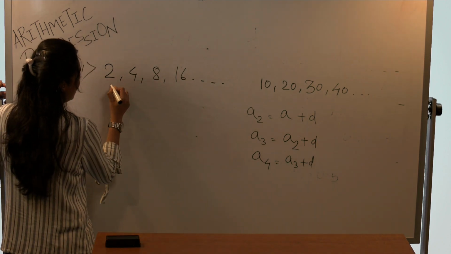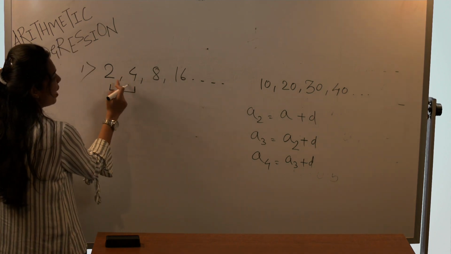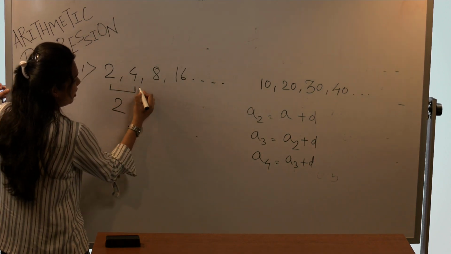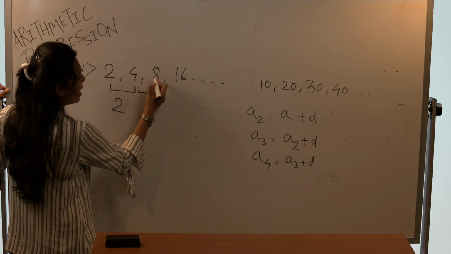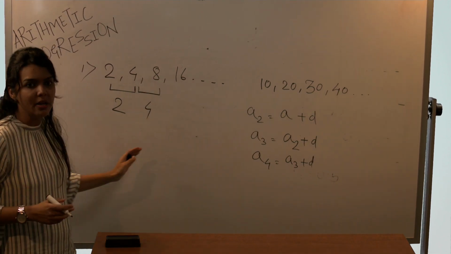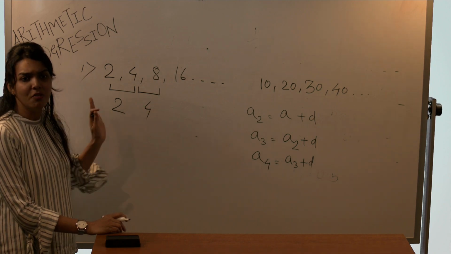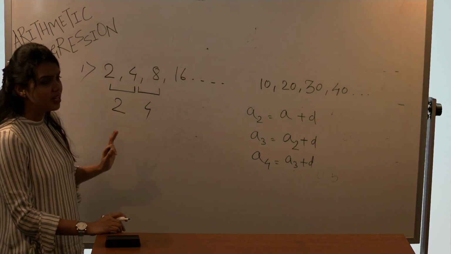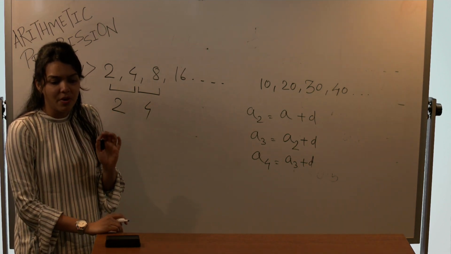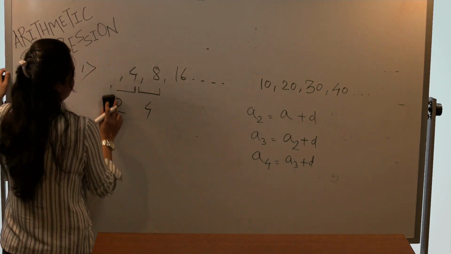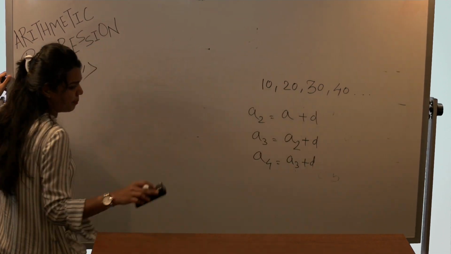Now let us check the difference between these two. 4 minus 2, 2. Difference between these two, 8 minus 4, 4. You don't even need to move further because already the difference is not the same. So we will stop here. As the difference is not the same, the given sequence is not an AP. Let us take the next example.